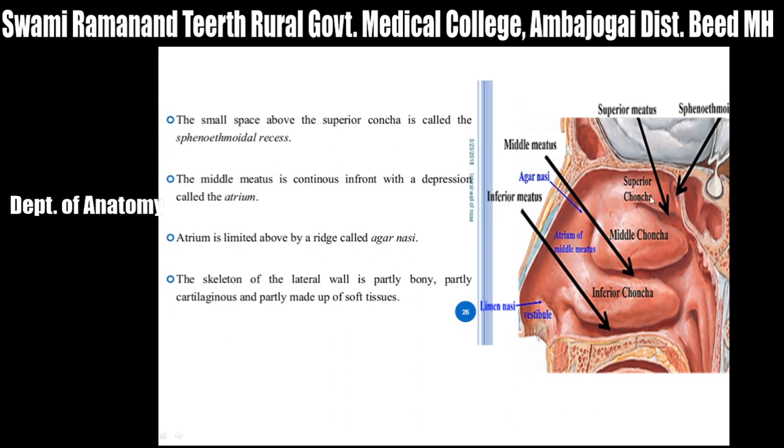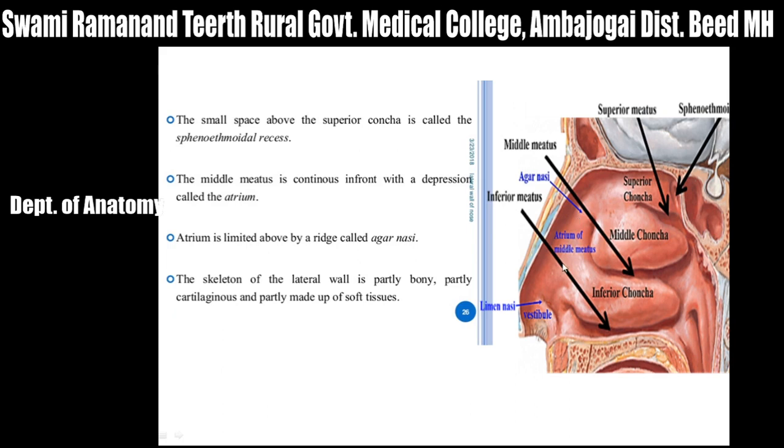Then in the middle meatus, a continuous depression is there, called the atrium of the middle meatus. So this is the middle meatus, and this one is the atrium of the middle meatus. This is the middle concha. The atrium is limited above by an elevated ridge, called the agger nasi. So this is the agger nasi, which is limiting this atrium of the middle meatus.